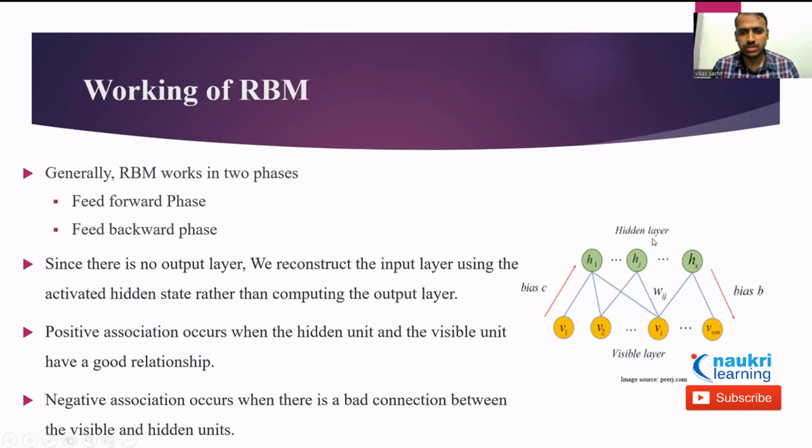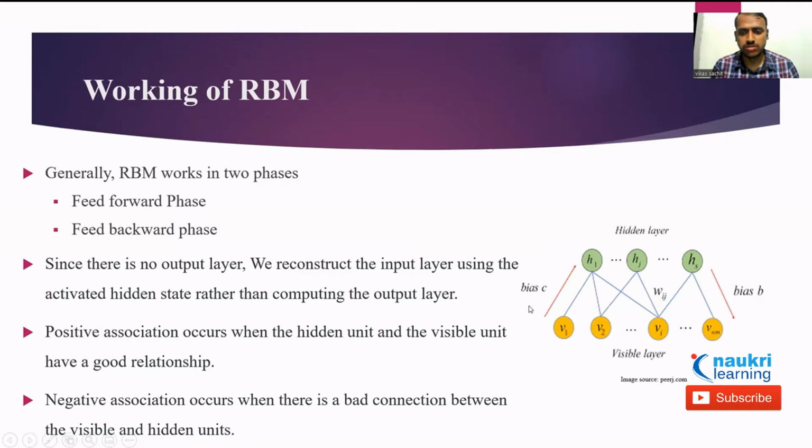One is a visible layer and another is a hidden layer. Basically here, the forward phase is known as the forward phase, and the backward is known as the feed backward phase. Okay, so this is nothing but a bias. Bias is nothing but error we add intentionally so that our model will become robust.